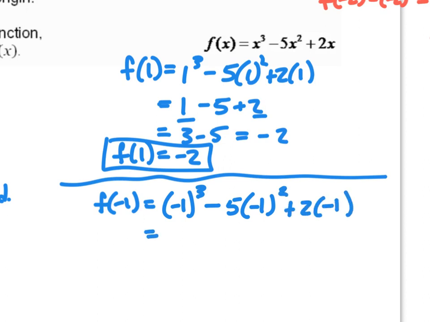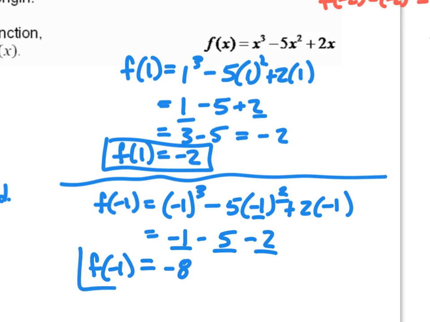Negative 1 cubed: if you cube a negative number, you're going to get a negative value, so this gives me negative 1. Negative 1 squared is positive 1, so then just minus 5. And then 2 times negative 1 is negative 2. So I get negative 1 minus 5 minus 2, which gives me negative 8. So f of negative 1 is equal to negative 8.